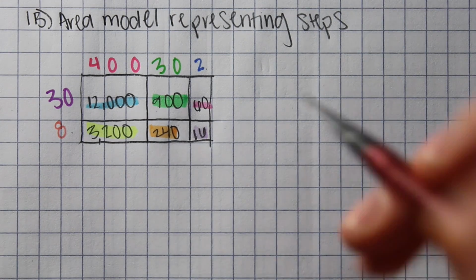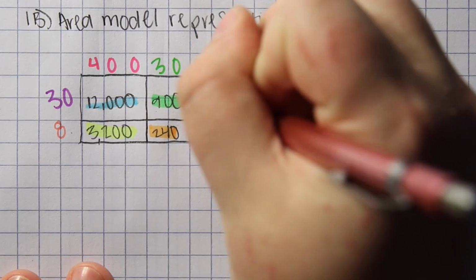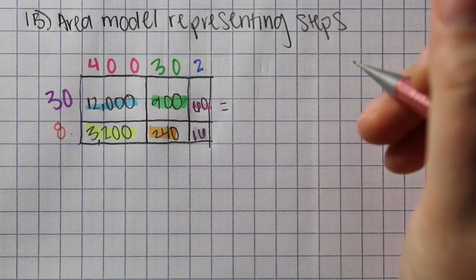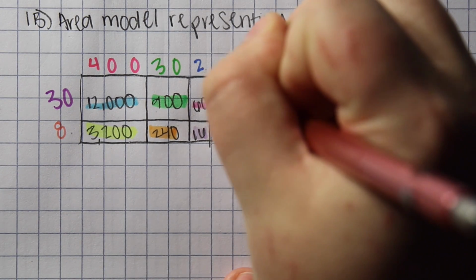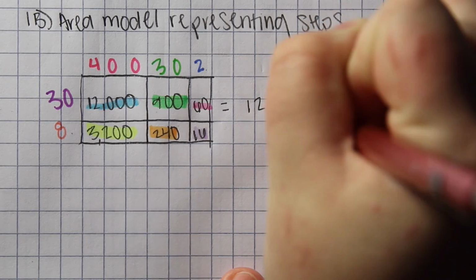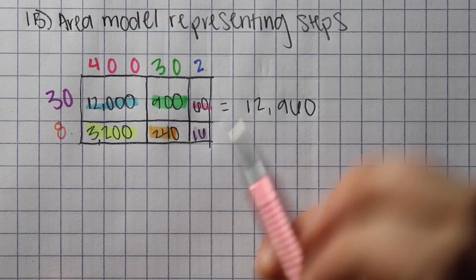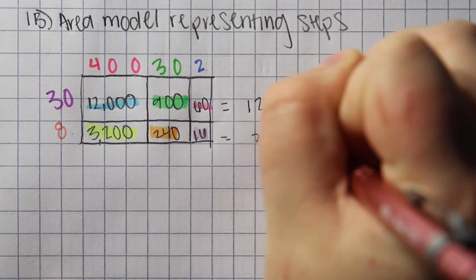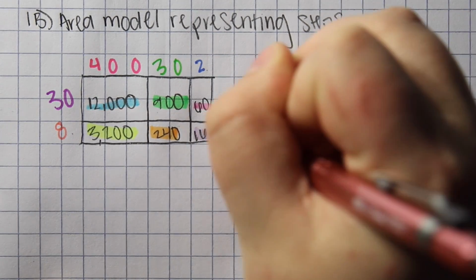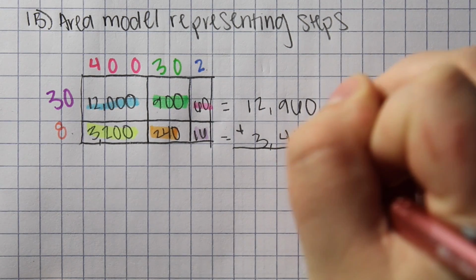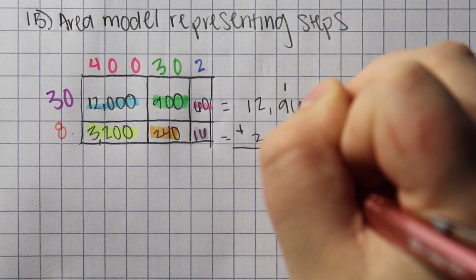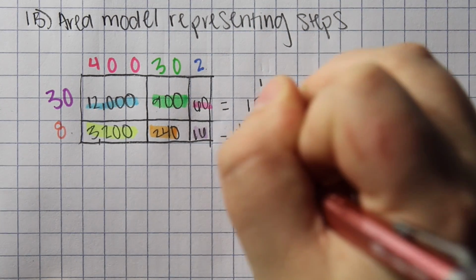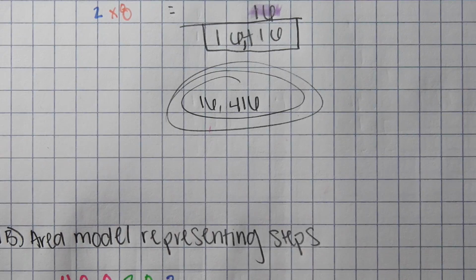Now I'm going to go ahead and add up all my values in the area model across. So we're doing 12,000 plus 900 plus 60, which is going to give me 12,960. And then we're also going to do 3,200 plus 240 plus 16, which is going to give us 3,456. And then I'm adding those two values together using the standard algorithm for addition. And I come out with an answer of 16,416, and we got the same answer for partial products, so I know it was correct.